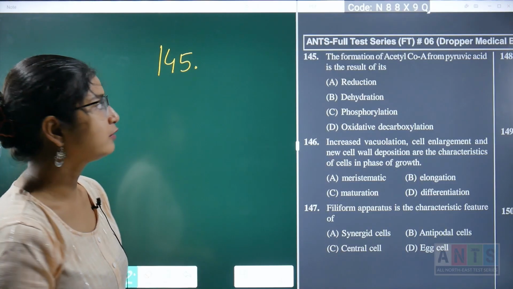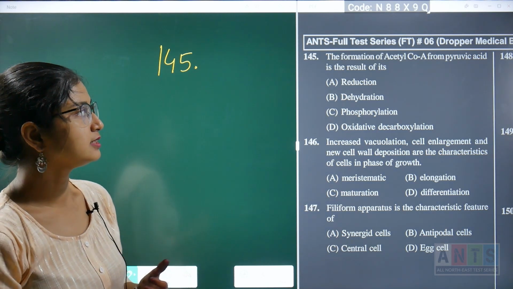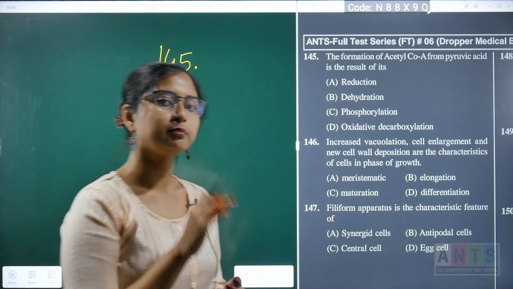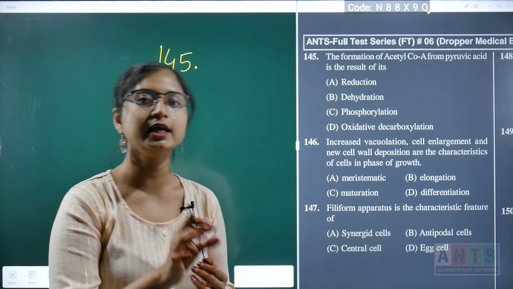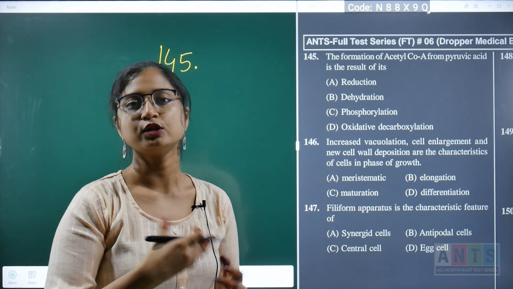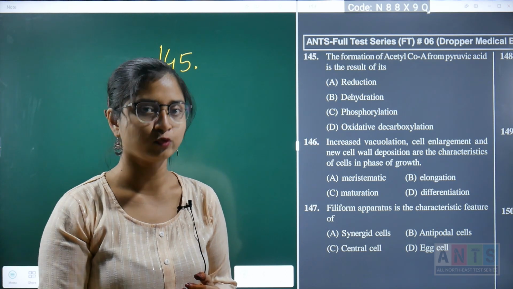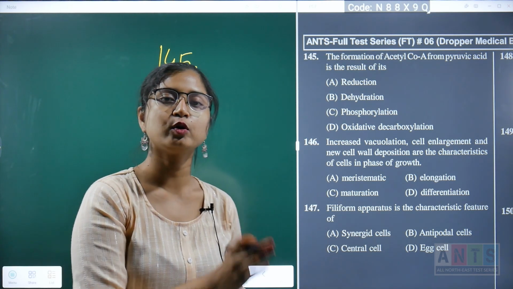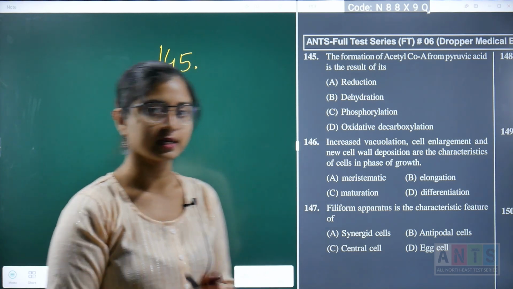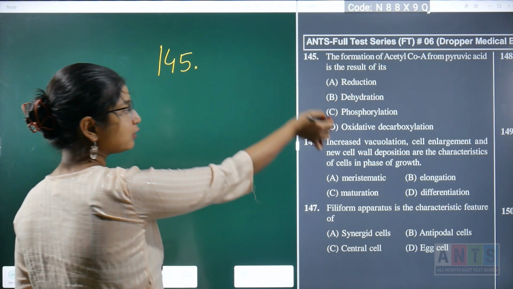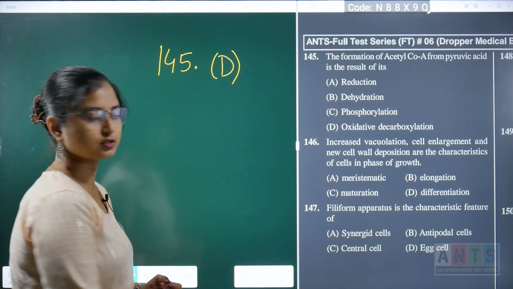Now question number 145. The formation of acetyl coenzyme A from pyruvic acid is the result of its. So when pyruvic acid undergoes an event of oxidative decarboxylation, where it's undergoing oxidation, simultaneously उसमें से carbon dioxide भी remove हो रहा है. So this oxidative decarboxylation of pyruvic acid results in the formation of acetyl coenzyme A. Hence, question number 145, the correct answer is option D, oxidative decarboxylation.